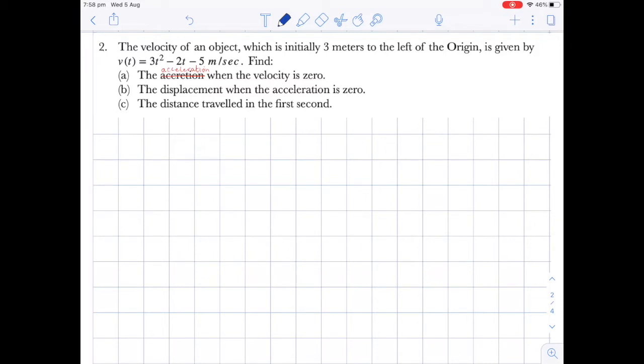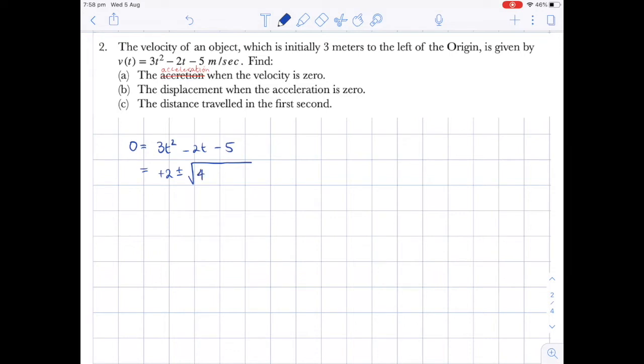Okay, so first thing, we want to find out the acceleration when the velocity is 0. So the first thing I need to be able to know is when is velocity 0. And to do that, I need to solve the equation 0 equals 3t squared minus 2t minus 5. Okay, so I could try factorising this. I'm actually going to jump straight to the quadratic formula because I've just got a feeling that I might need it.